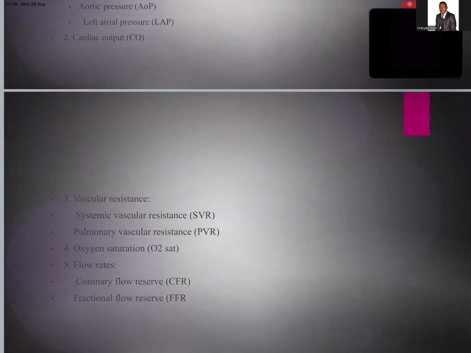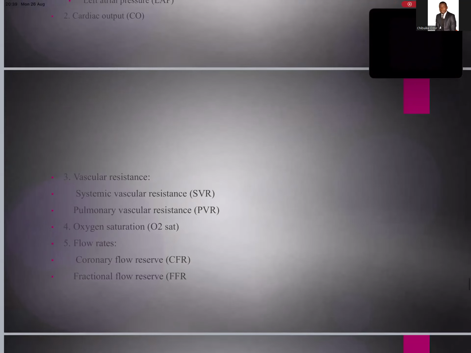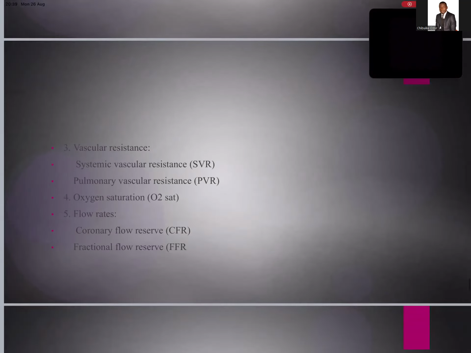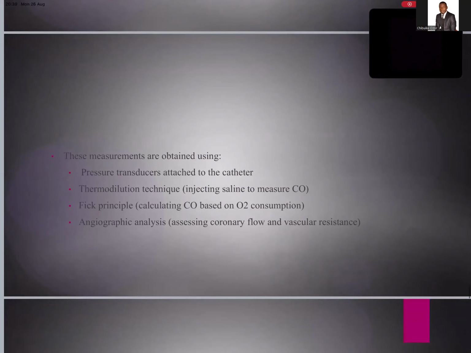We also measure the vascular resistance, so that's systemic vascular resistance, the pulmonary vascular resistance, as well as the direct measurement of the pulmonary capillary wedge pressure. We also have the oxygen saturation. Each of these catheters, like I have said, serve these different purposes. Then you can also measure the flow rate, which includes the coronary flow reserve and then the fractional flow reserve as well.